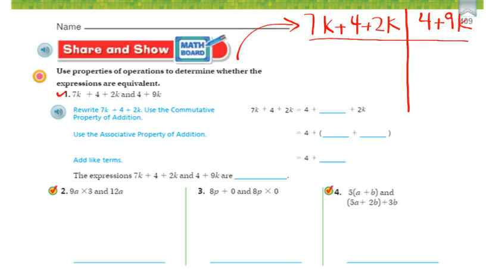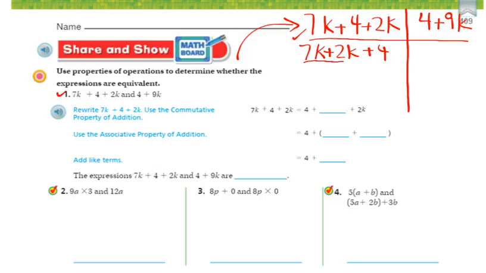I do a little T-chart, help me get that organized, and if you look at the 7k plus 4 plus 2k, it looks a little more complex than the 4 plus 9k, so I'm going to operate with the expression that looks like it's not simplified, which is the 7k plus 4 plus 2k. So I'm going to take that and I'm going to use that commutative property by rewriting the order. So I'm going to write this as 7k plus 2k plus 4.